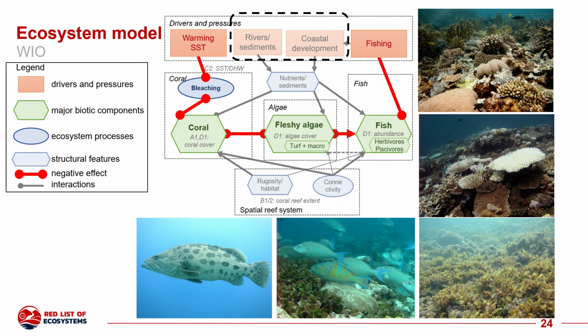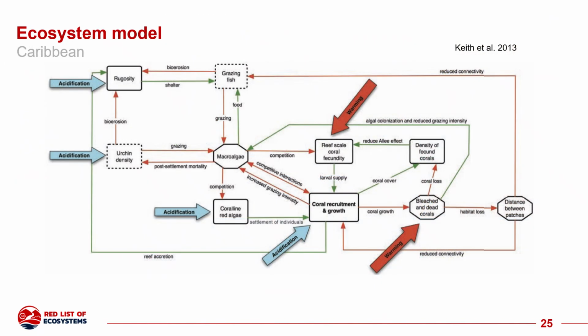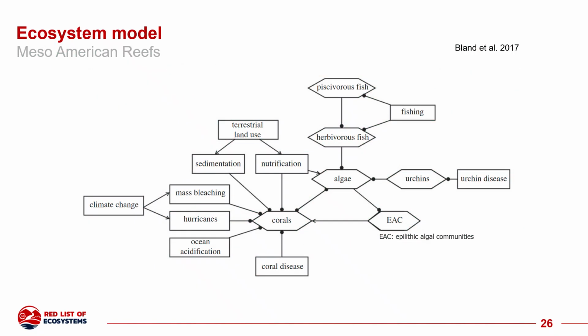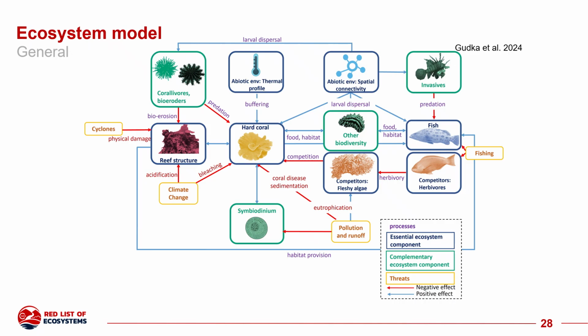The model should include any important biotic threats as well, such as crown of thorns starfish or invasives such as lionfish. Here are examples of models from other coral reef RLEs, which you can use for reference when building your own, specifically the Caribbean, Mesoamerican reefs, and Colombian Caribbean reefs. This model is not from an RLE, but may provide an idea of other features and processes that you may want to be considered when developing your RLE model.